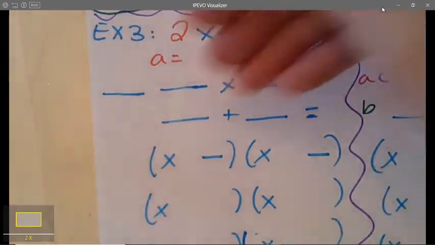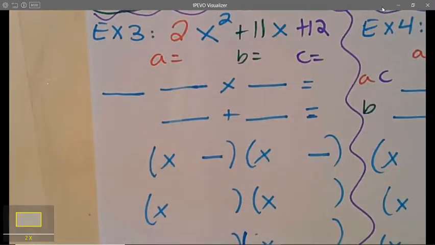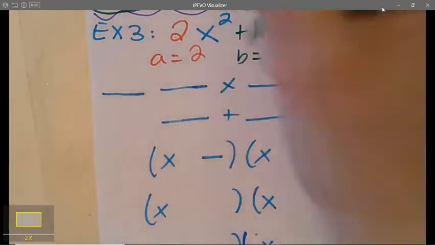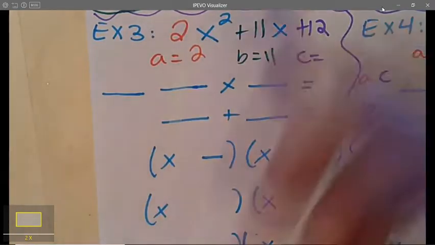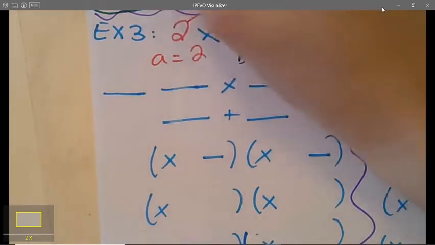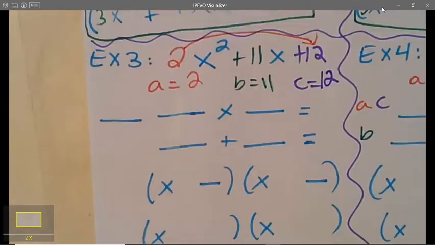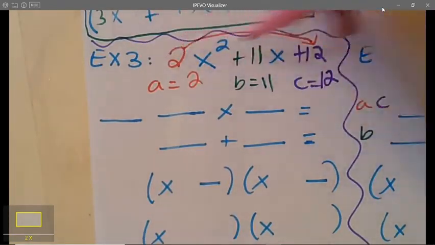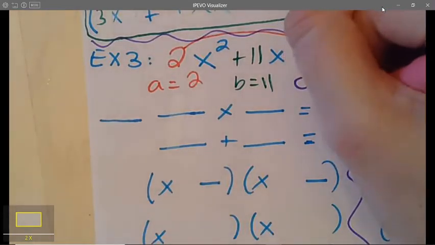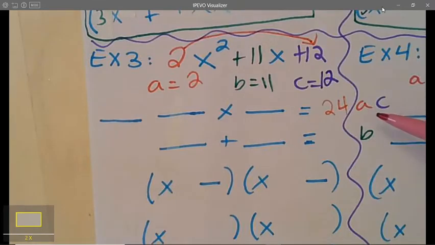Let's identify the A, B, and C. What is the A, B, and C? Well, they would be 2, 11, and 12. Nice job, you guys. Okay, and let's get started. So I'm going to slide A to C, which means I'm going to multiply my A to my C value. So A times C, or 2 times 12, will give me a 24. Okay, so that is my A times C.